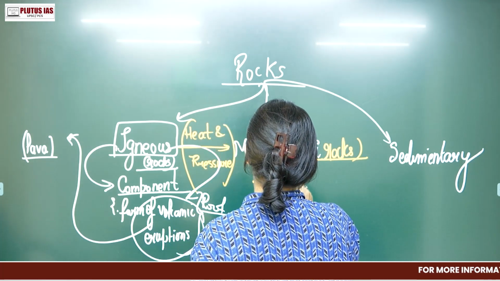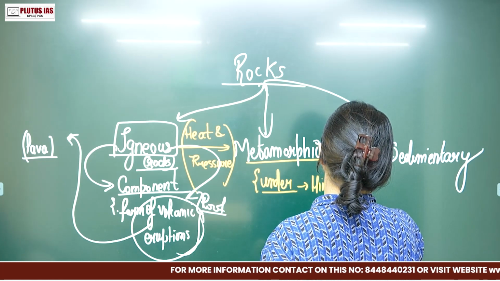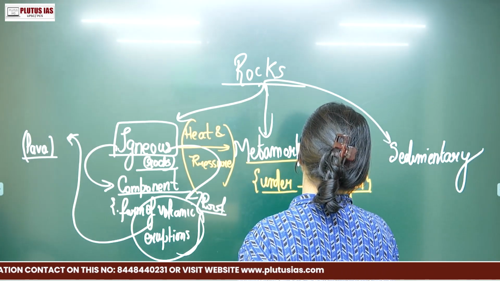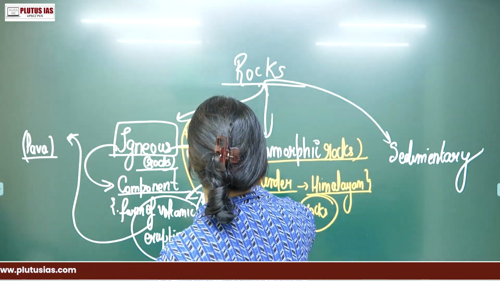So where will you find the metamorphic rocks? Your Himalayan region is made up of metamorphic rocks only, right? Similarly, where will you find the sedimentary rocks?